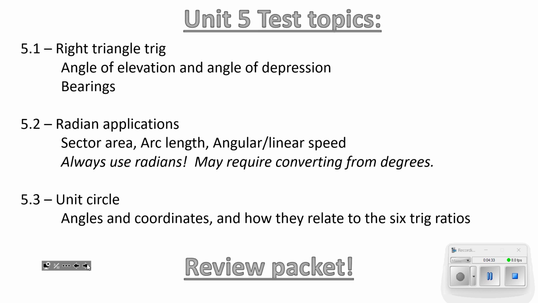Then we got into 5.2, which is radians and applications of those: sector area, arc length, angular and linear speed. And the key with that is we're always using radians. So look back over those quizzes and think about the key things you remember from those to help you study. And then finally, 5.3 is what we've been really drilling in on recently, which is our unit circle, angles, coordinates, as well as trig, working forward and backwards.